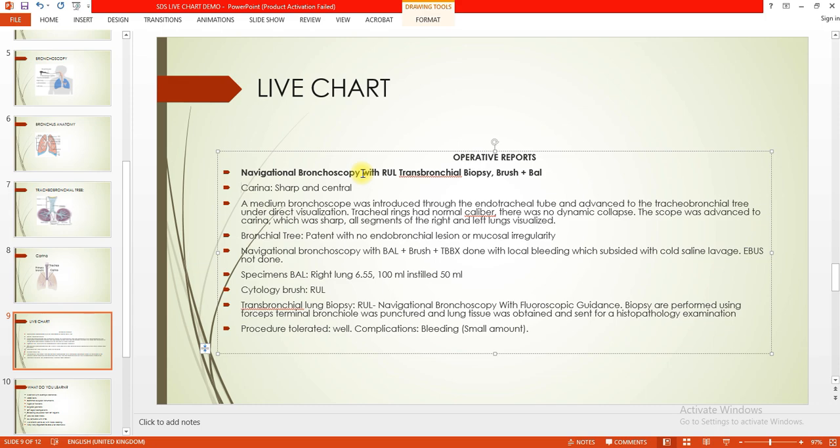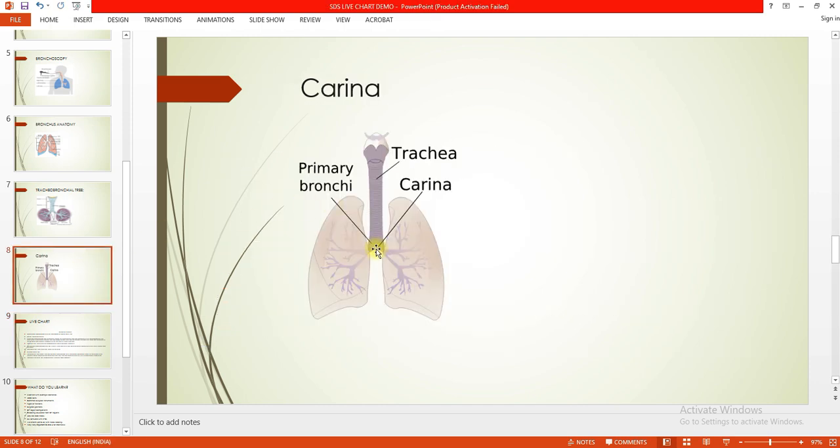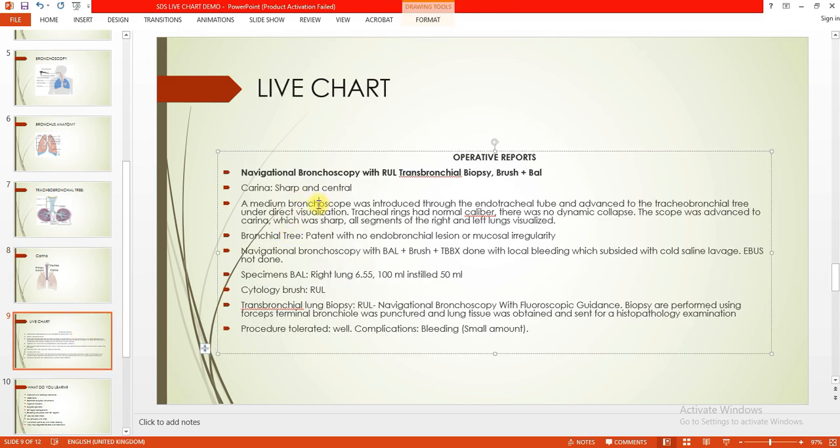Okay. Now he is explaining the findings here, how he performed the procedure. So carina, sharp and central. So this is the carina, correct? So from here, the physician has started. So this is the carina. He is telling it is sharp and central. The normal anatomical location of the carina is the middle or central. So here the physician is telling that it is sharp and central. Okay. So this is the starting.